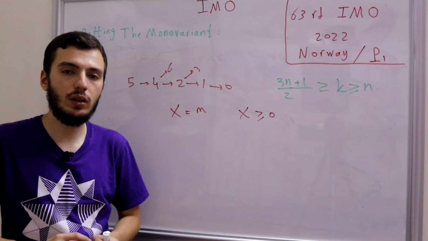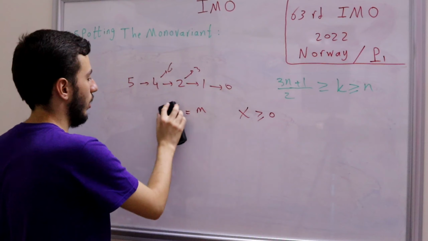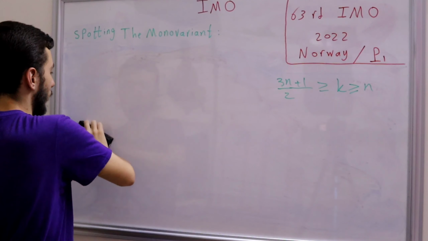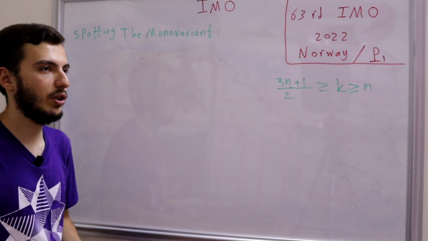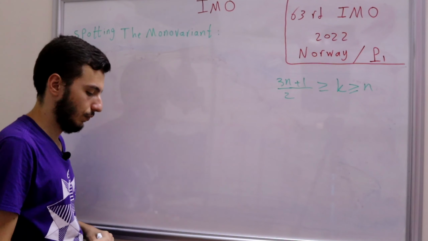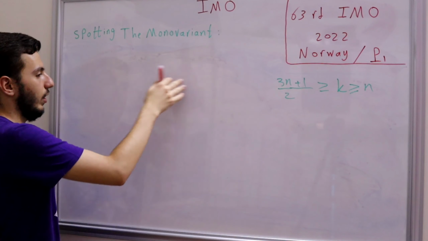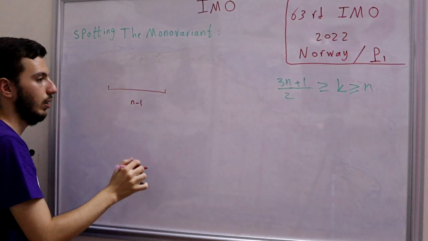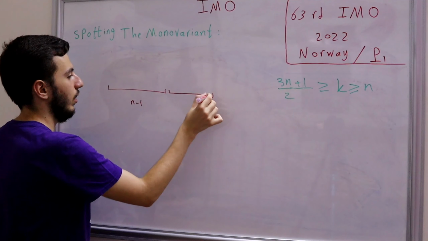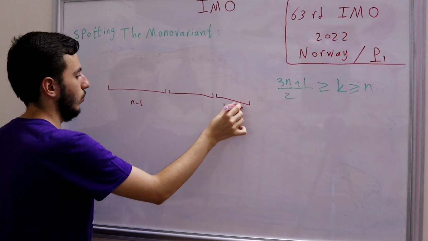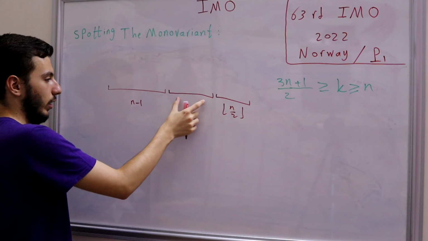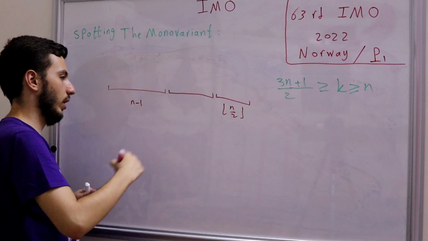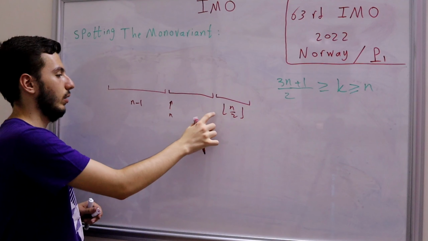Okay, so let's try to find this monovariant. It's actually not that difficult to find as you might think. Let's analyze some position, and it will come naturally. So let's take an example. Let's assume here we have the 2n coins, and here we have the first n minus 1 coins, and here we have our interval, and here we have the other floor of n over 2 coins. Here is the set of coins that we want to show work, this interval. It starts with n and it ends here.